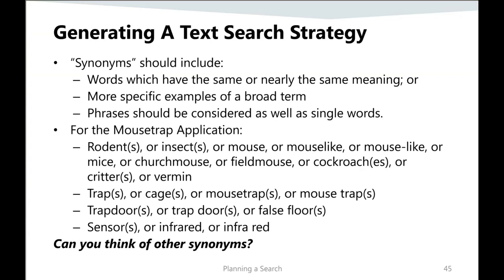The synonyms considered should include words that have the same or nearly the same meaning, specific examples, or species of broad or generic terms, broad or generic terms of specific words, phrases, hyphenated terms, abbreviations, and so on. Examples are shown for the hypothetical mousetrap application. Note that the list of synonyms should include singular and plural forms and alternate spellings, especially of compound words and terms that are sometimes hyphenated. There are probably a number of additional terms that the searcher might want to include as well.